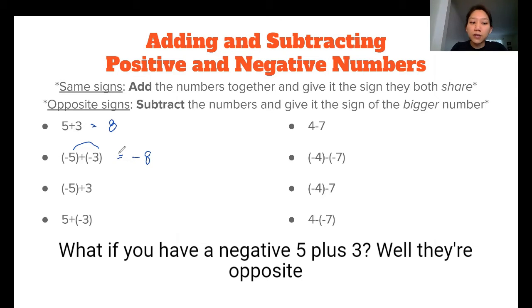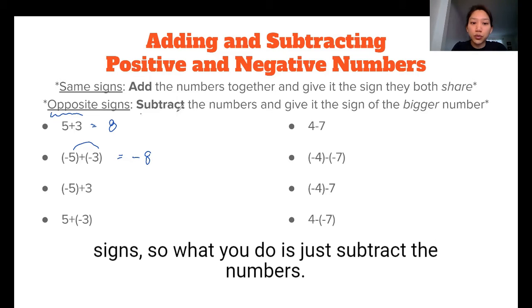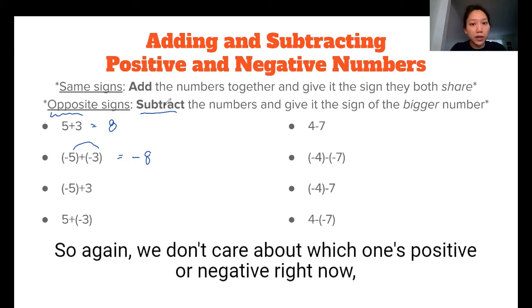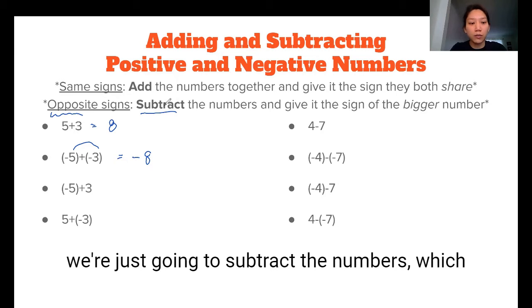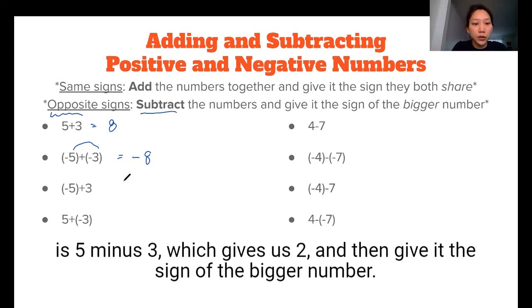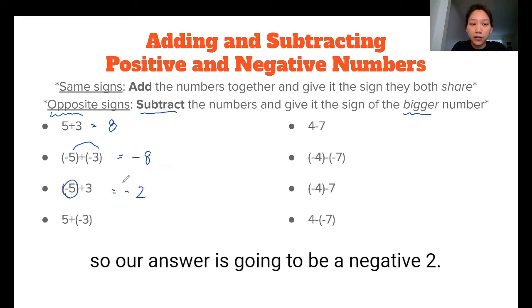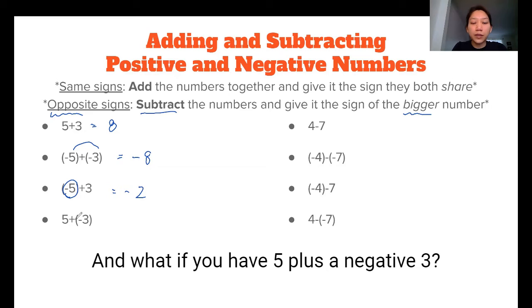What if you have a negative 5 plus 3? Well, they're opposite signs. So what you do is just subtract the numbers. So 5 minus 3. Again, we don't care about which one's positive or negative right now. We're just going to subtract the numbers, which is 5 minus 3, which gives us 2. And then give it the sign of the bigger number. Now the 5 is a bigger number and that one's negative, so our answer is going to be a negative 2.